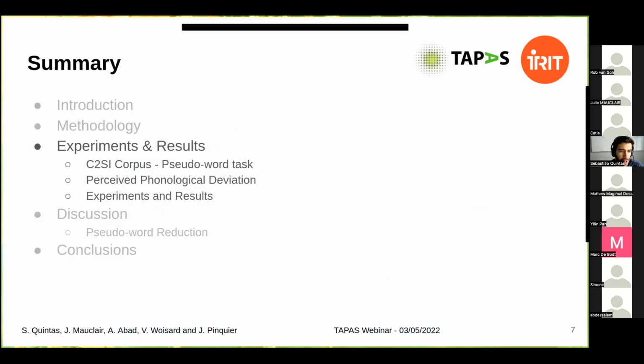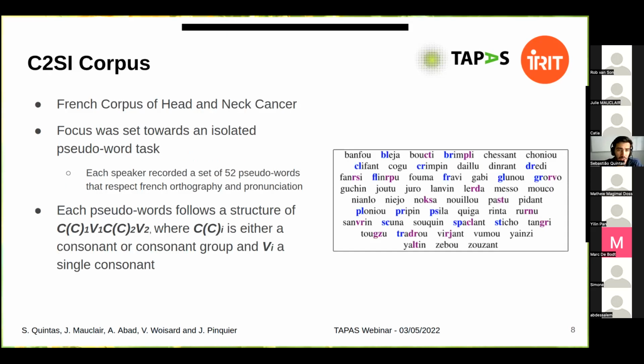Now, after the methodology, I will dive into the experiments and results, where I'll first start by introducing the corpus that we used and the pseudo-word task that we used as well. The corpus is the C2SI corpus, also called the French corpus of head and neck cancer. The corpus has a variety of recorded speech tasks that are widely common within the context of pathological speech, such as passage reading, spontaneous speech, sustained vowels, and so on.